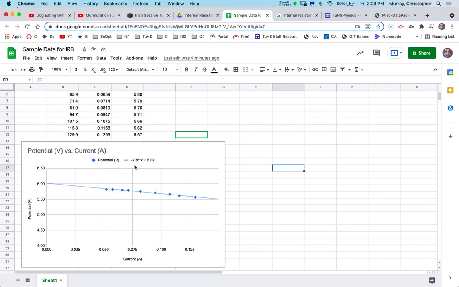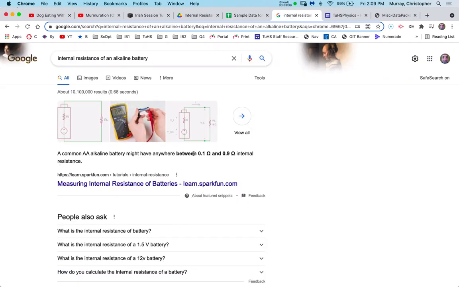Now, this is it. The internal resistance of the battery literally is this negative 3.36, okay? Which seems kind of high, right? That seems a little bit high, but if you do a little research, and this is a set of batteries that I think is from like 2017 or something like that, the internal resistance of an alkaline battery is anywhere from 0.1 to 0.9, right?